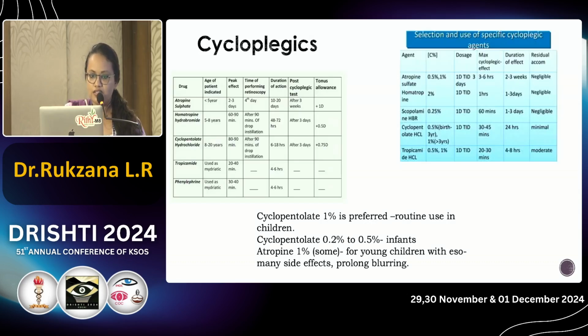So cycloplegics, as we all know, the mainly used cycloplegics in children are atropine, homatropine, and cyclopentolate. Cyclopentolate 1% is preferred for routine use in children, and cyclopentolate 0.2 to 0.5% can be used in infants. Some ophthalmologists use atropine 1% for younger children with ESO, and because of the many side effects and prolonged blurring, it should be used only in these children with ESO.